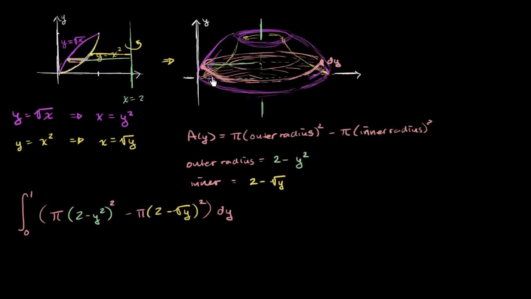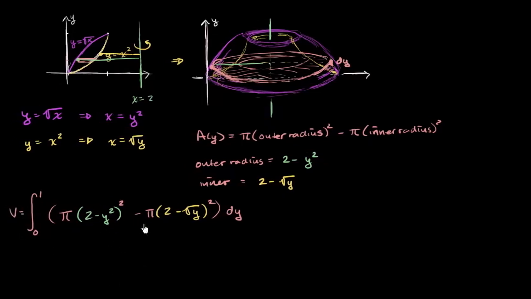Using the washer method, or the ring method, we were able to come up with a definite integral for the volume of this solid of revolution right over here. So this is equal to the volume. And so in this video, let's actually evaluate this integral.